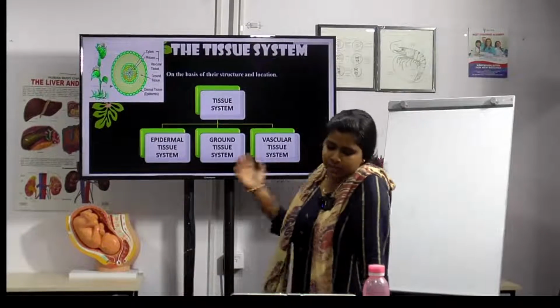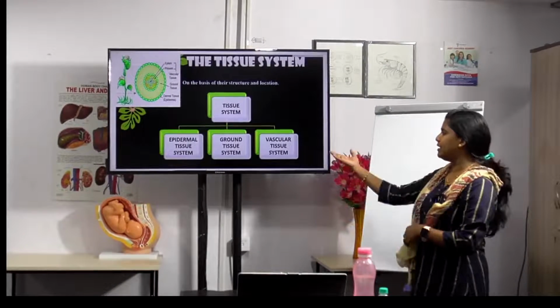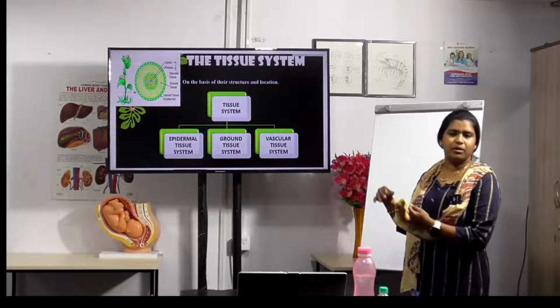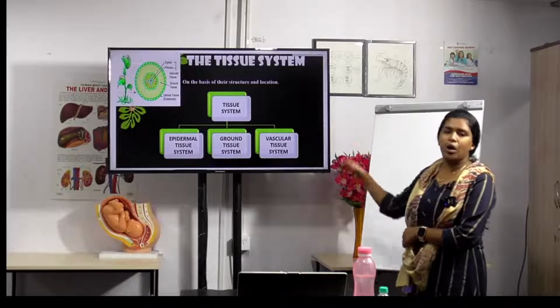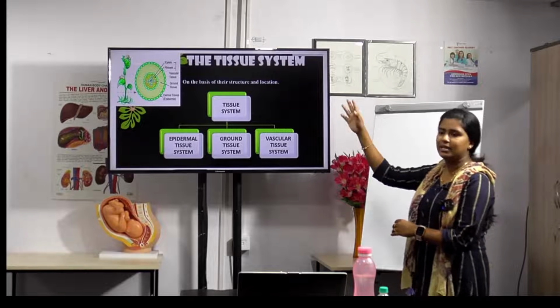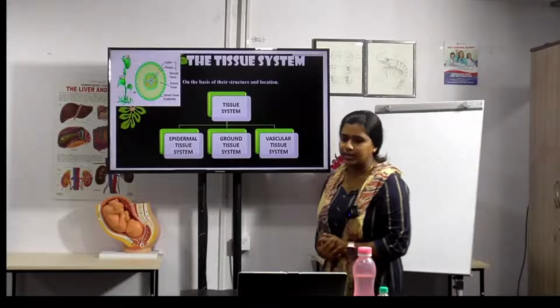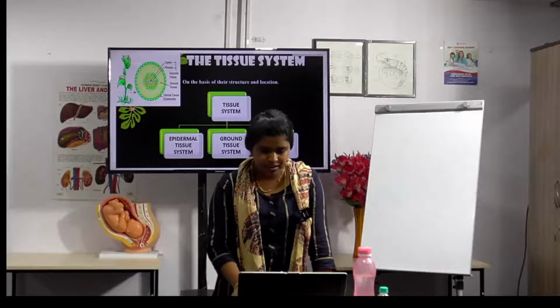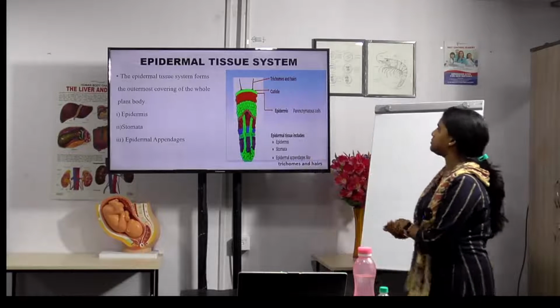Based upon their structure and location, the tissue system is divided into epidermal or dermal, ground tissue, and vascular tissue. The dermal is the outer layer, the protective layer, whereas the ground tissue is in the middle, and inside, comprising xylem and phloem, is the vascular tissue system.